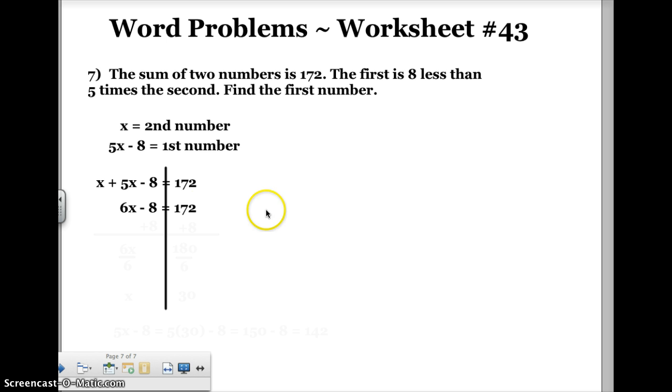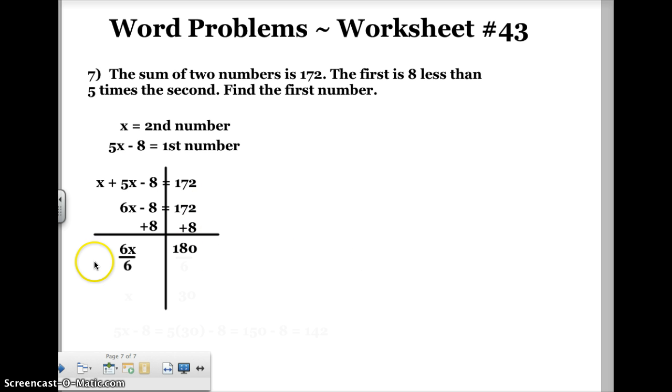So I have my variable over there on the left all by itself. Now it's time to get my numbers all over to the right. So I'm going to add 8 to the one side to get x all by itself. But if I do that, I also have to add 8 to the other side of the equation. What I'm left with after I do this is just 6x on the left side of the equation. On the right side of the equation, I'm going to have 172 and 8, and that's going to make 180.